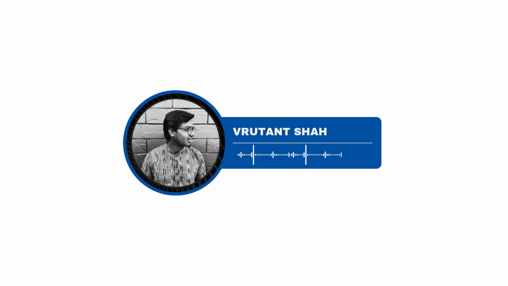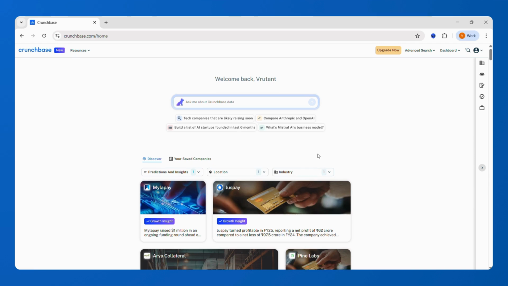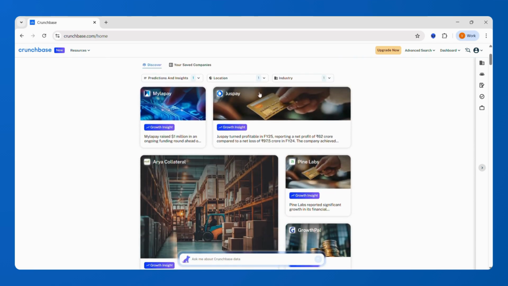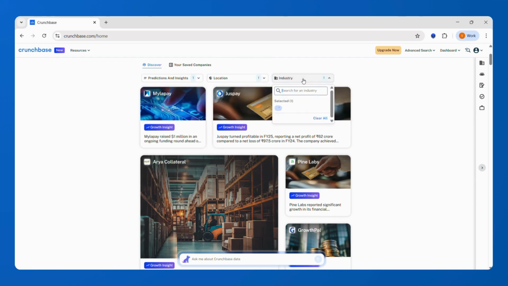So when we first log into Crunchbase, it looks something like this, wherein we have an AI search where we can filter a direct data set, search for business models, or build a list of specific companies in a specific sector. And the other section that we see over here is the news section, wherein we can see news related to insights, predictions, as per a particular location or industry.